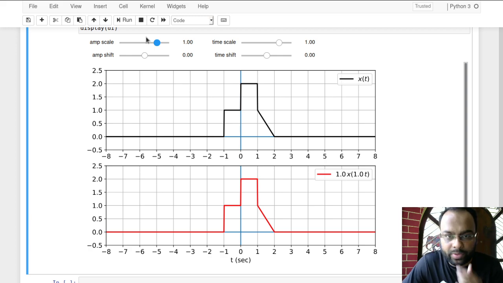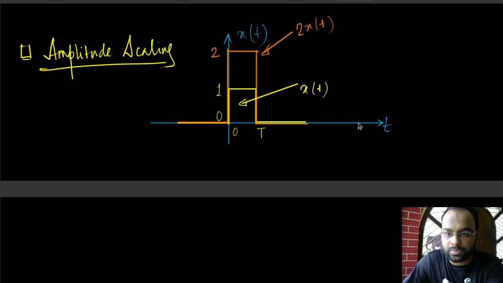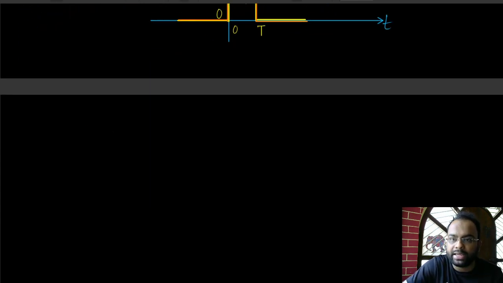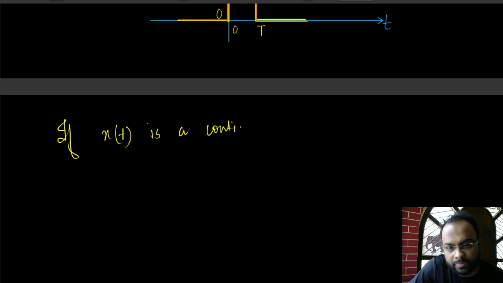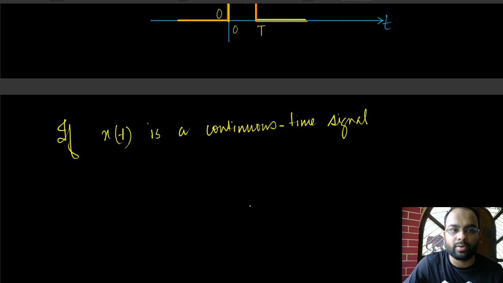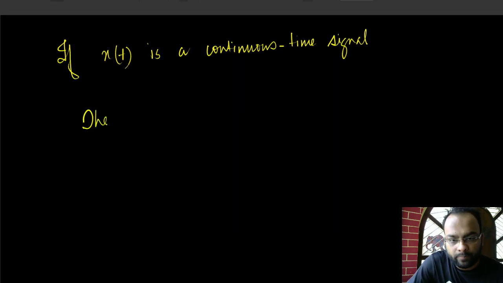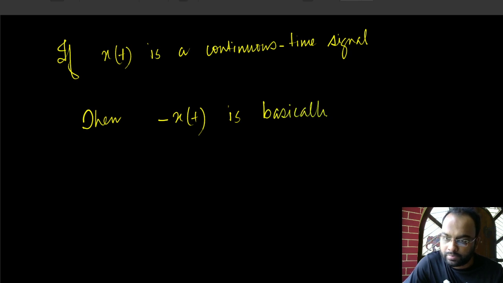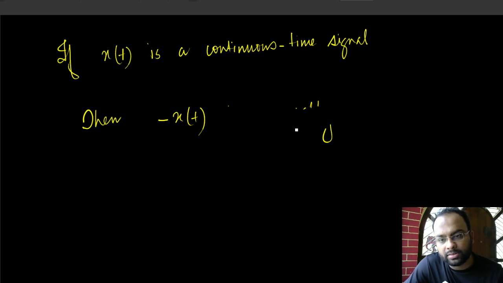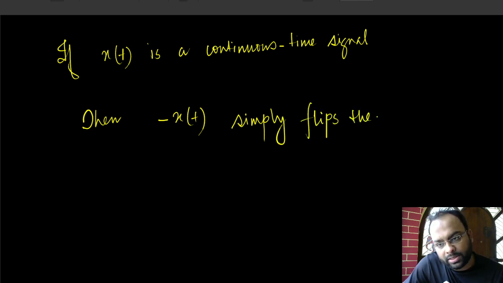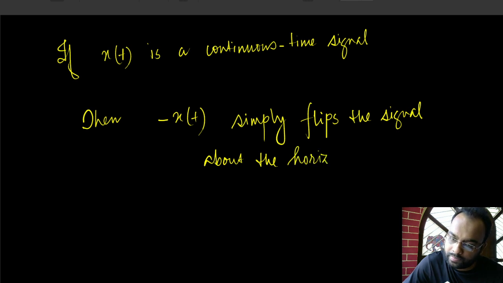So let's switch our discussion here. I can simply say, if xt is a continuous time signal, again recall we are already only dealing with continuous time signals, then -xt simply flips the signal about the horizontal axis, right?